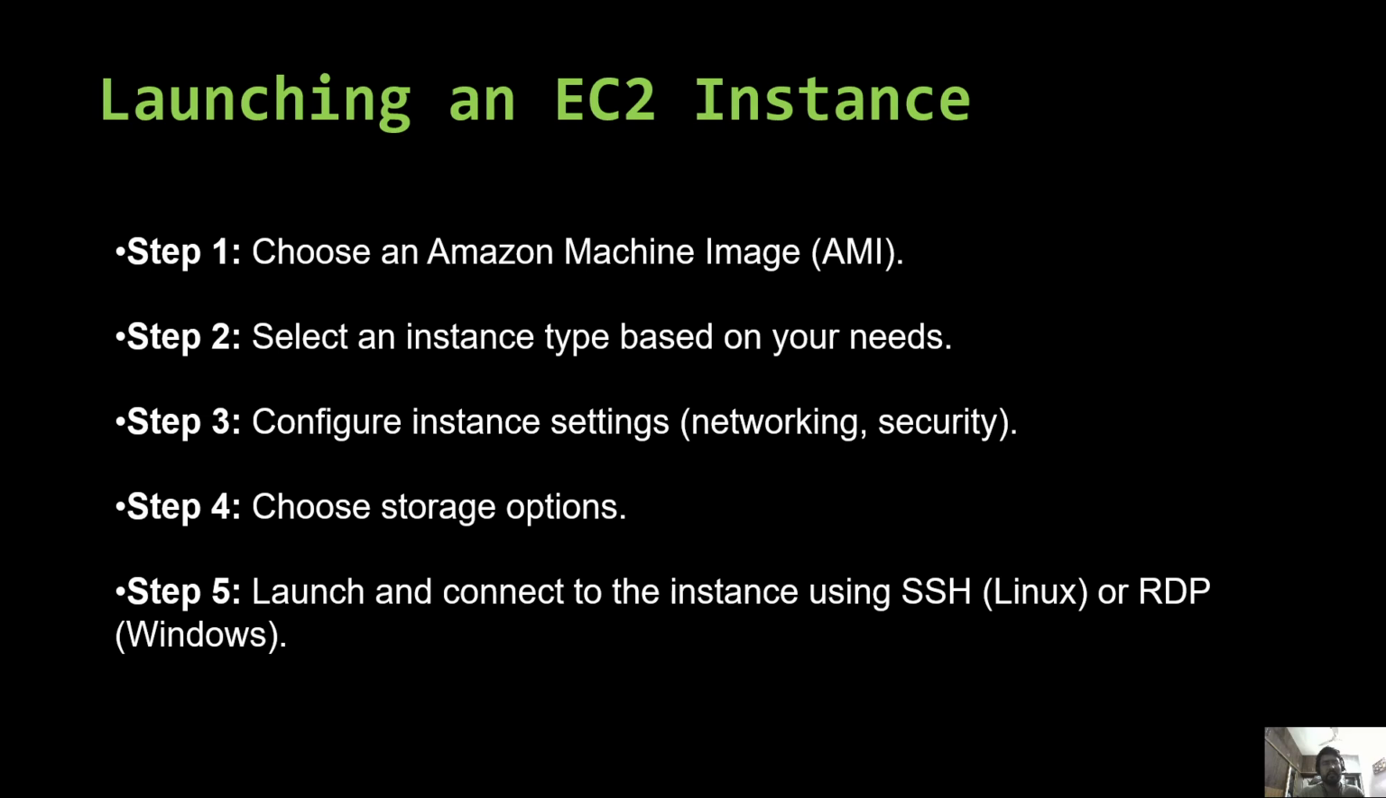Now let us see how we can launch an EC2 instance. These are the five steps which we have jotted down here. When you want to launch an EC2 instance, you need to choose an Amazon image which you want to run. For example, if you want a Windows system, you need to select a Windows image. If you want to use a Linux system or memory optimized, there are many images available, so you need to choose that image.